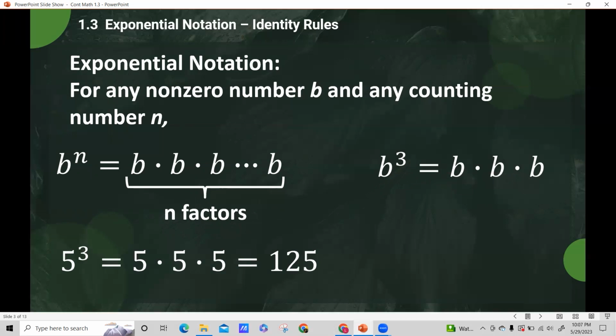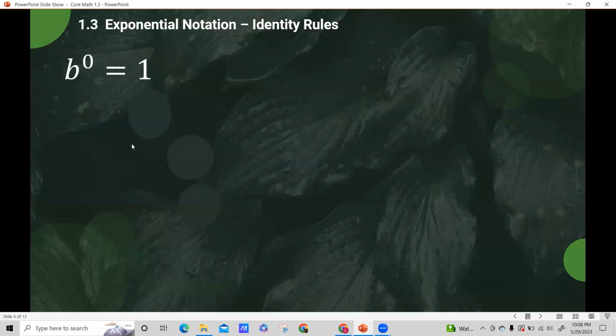We also can say 5 to the third power is 5 times 5 times 5, which is 125. Now we have another identity rule: anything to the zero power is 1. I can prove this to you, or you can just take my word for it. It's one of these identity rules. Anytime you see 0 as an exponent, the answer is 1. It doesn't matter what the base is.